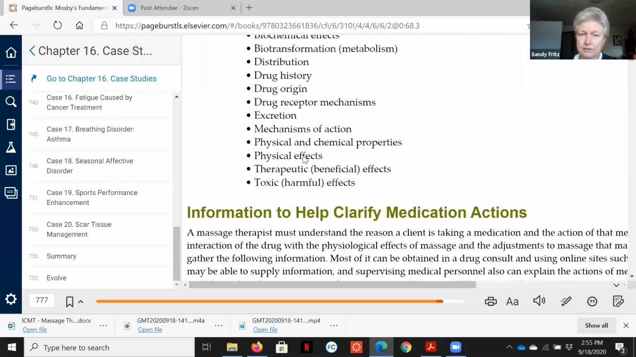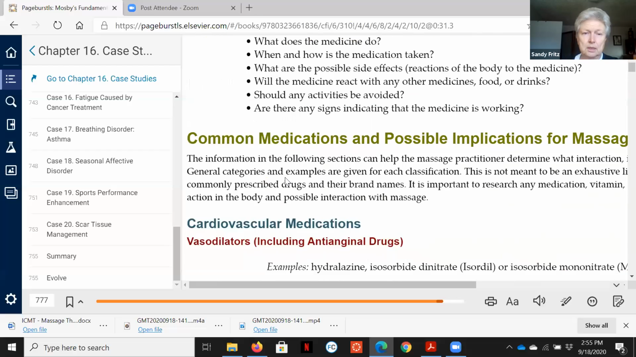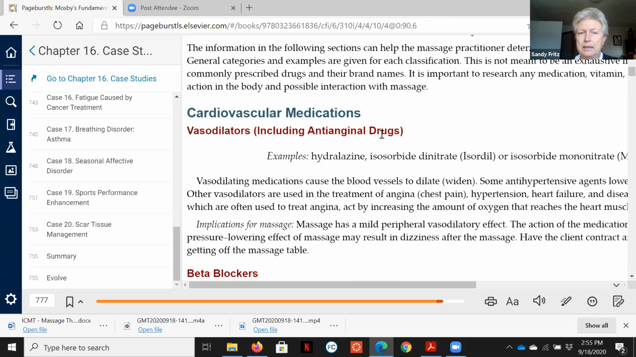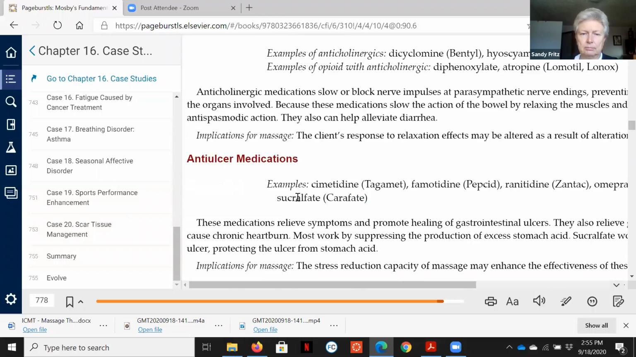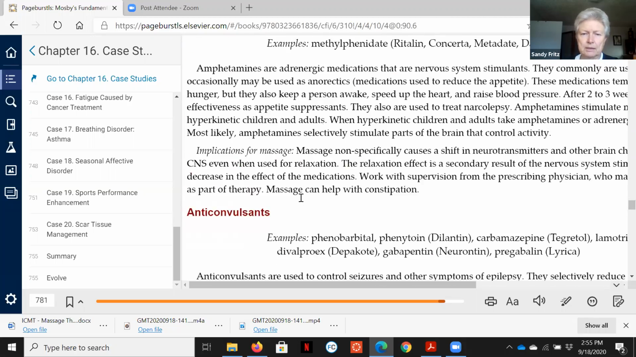So this is very helpful, and you can compare it to information that you'd find in Medline Plus. Okay, so this is organized by category of medication. So very helpful for studying for the MBLEX exam.